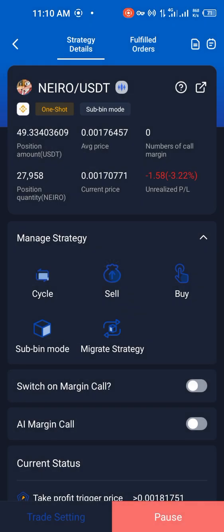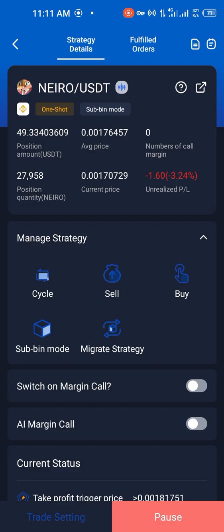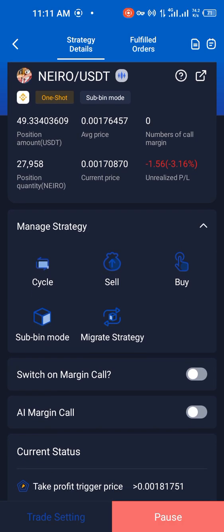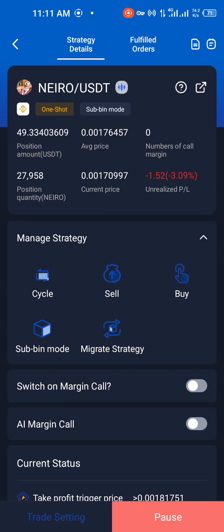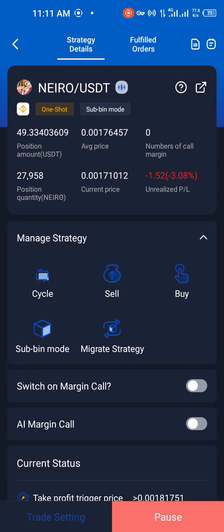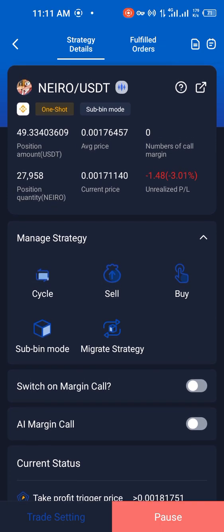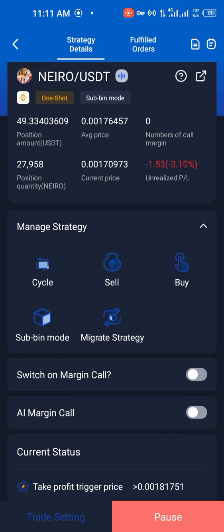Now look at this place. Under this sub mode, you will see where you bought the market, the price at which you bought the market. Now the average price here says 0.00176457. This is where you bought the market. And look under its current price. This is where the market is right now: 0.00179092, and it's still counting.